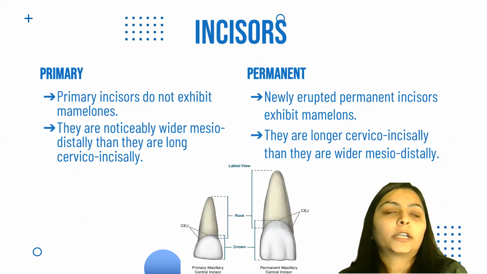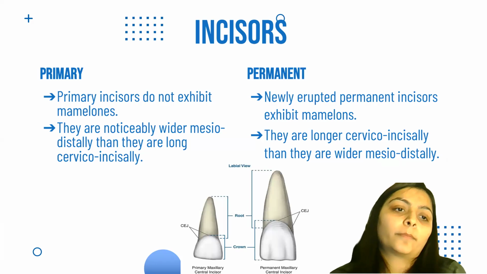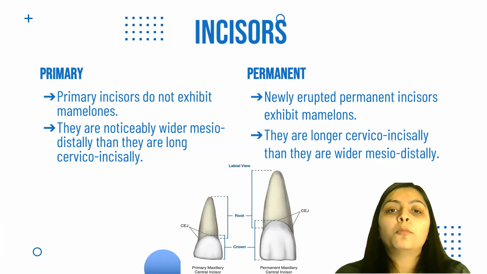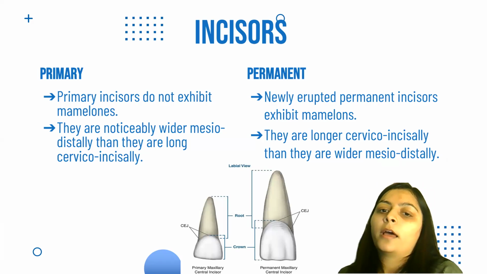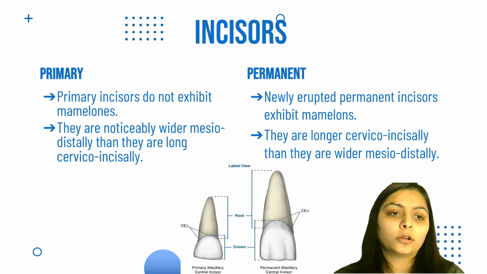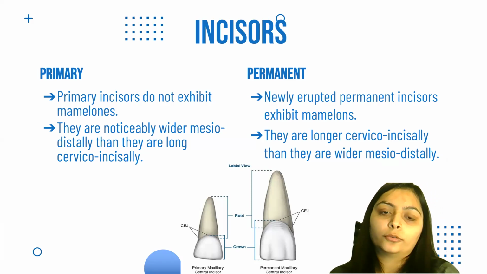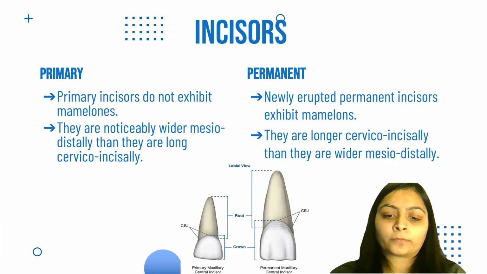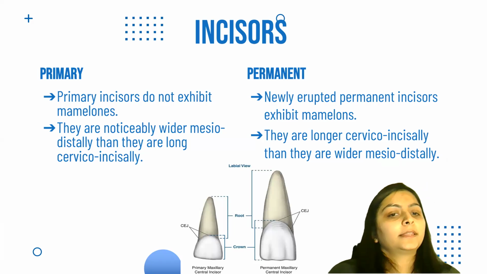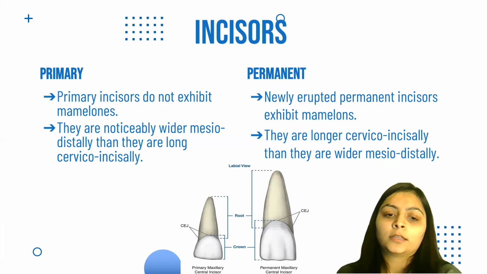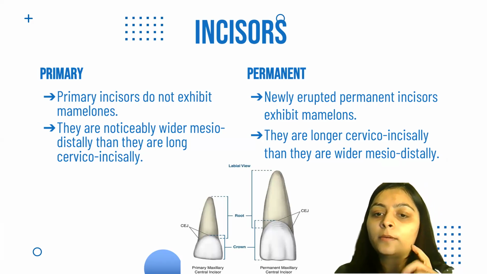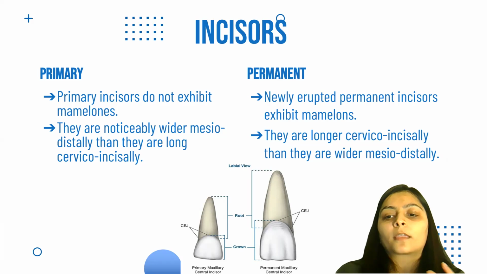Now we will proceed with the particular tooth, like incisor. In primary, incisors do not exhibit mamelons, but they are present in the permanent incisor in newly erupted teeth. With time, due to attrition of the incisal edge, they will disappear, but in newly erupted teeth you can really appreciate the presence of the mamelons in the permanent incisors. In primary, there is a noticeably wider mesiodistal than cervicoincisal length, but in permanent there will be more cervicoincisal width than the mesiodistal.